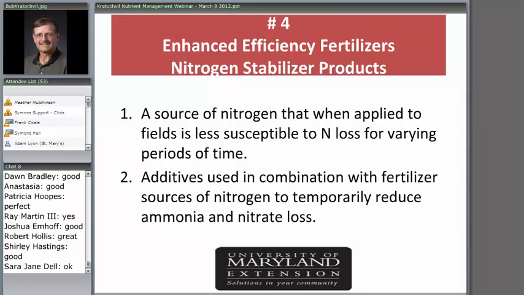All right, the fourth management practice that I mentioned was the use of either enhanced efficiency fertilizers or the use of nitrogen stabilizer products. Now, the first is a source of nitrogen that, when applied to fields, is less susceptible to N loss for varying periods of time, and I'll describe a product here in just a second so that you understand why. The second, the nitrogen stabilizer product, are additives that are used in combination with fertilizer, and what they will do is temporarily reduce either ammonia loss or nitrate loss by various mechanisms that I'll also walk through for you.